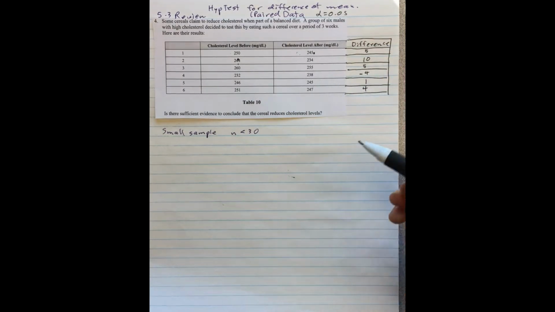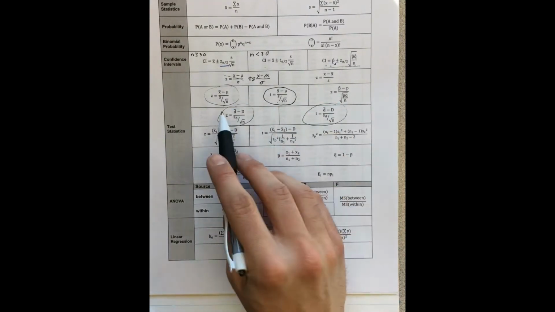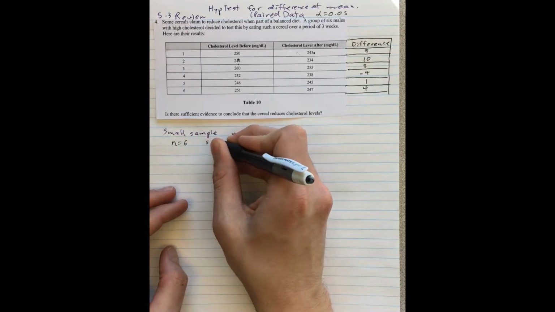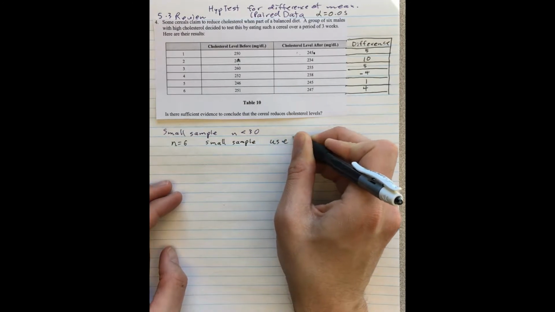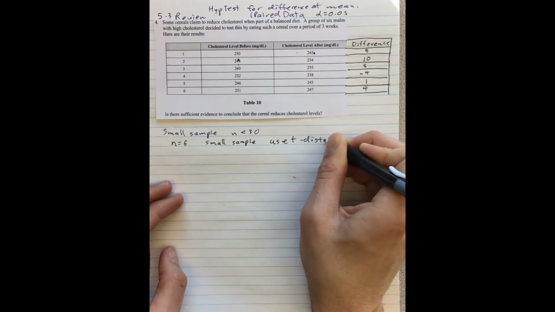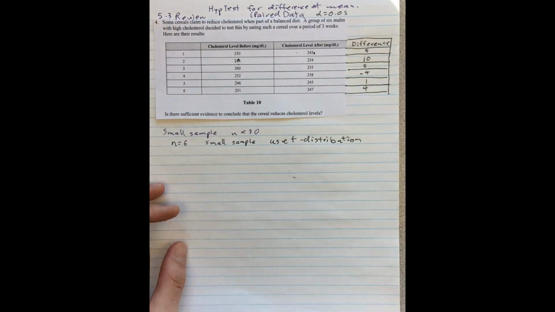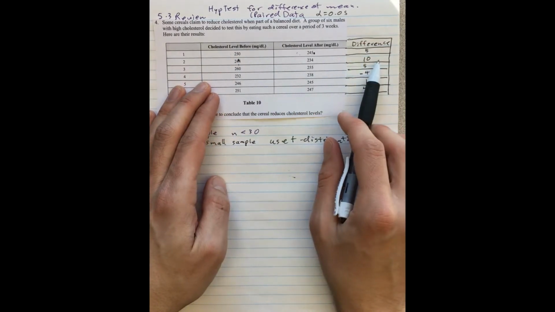Now what you're actually going to do is pretty straightforward. You're just going to treat it like a regular problem, using either this formula or this one, depending on the size of the sample. Here the size of your sample is 6, so n equals 6. This is a small sample, and we're going to use the t distribution. Let's go through it. The only real complicating factor is that you have to make that difference chart.